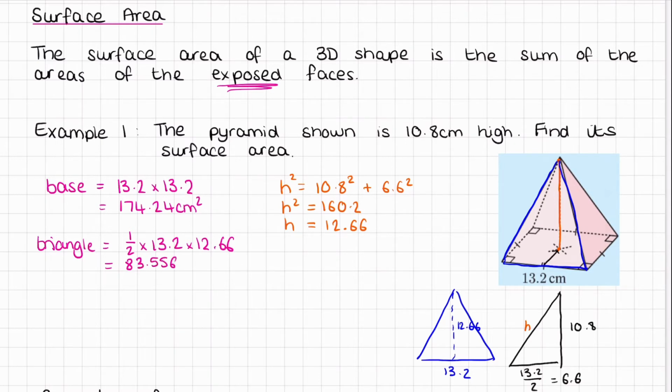And now we need to put it all together. So our surface area is the base of the pyramid, which is 174.24, plus, now we have 4 triangles, so it'll be 4 times 83.556, which will give us an answer of 508 centimeters squared to 3 significant figures. So often with these types of questions, it's easier to work in smaller steps. Don't try to do it all at once because you're often going to make a mistake. So you can then pull the shape apart and work out exactly what you need to find.